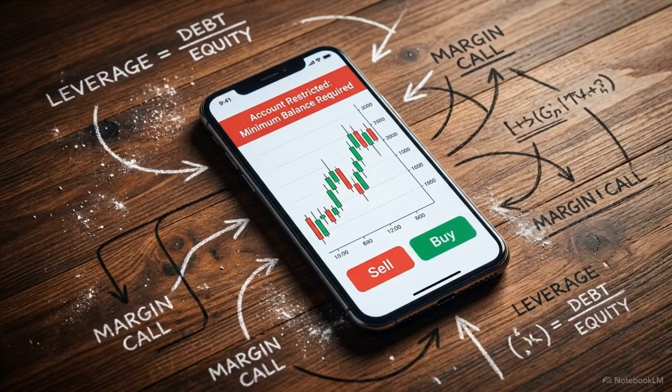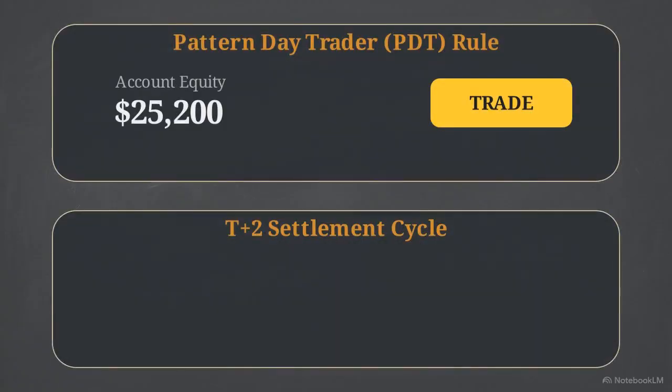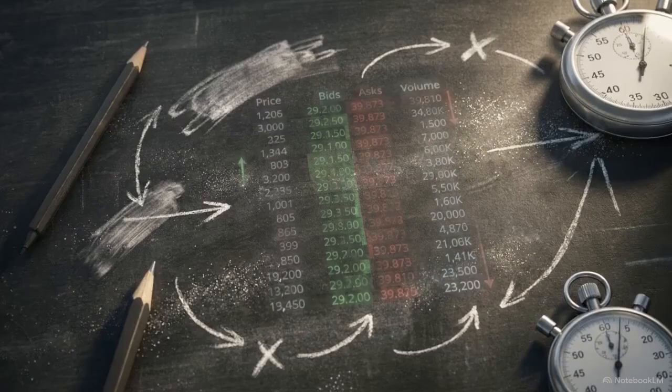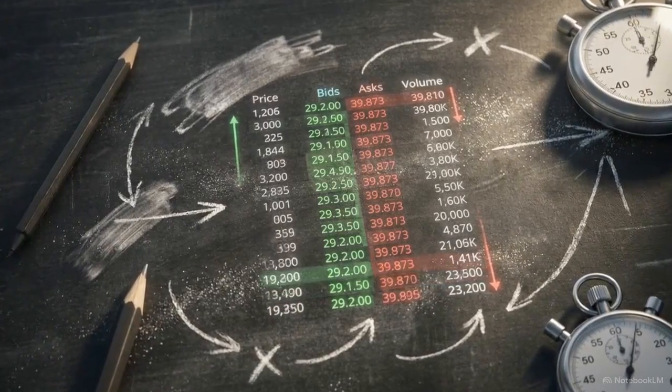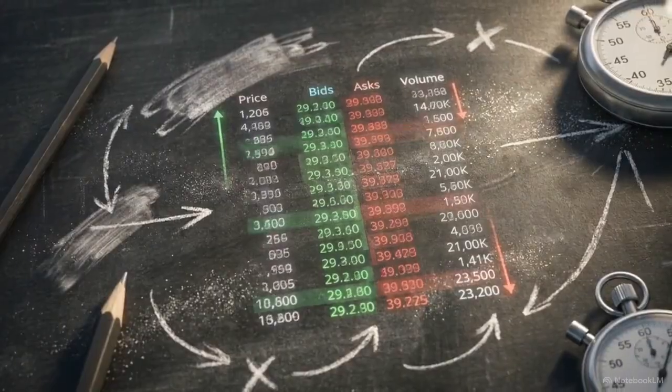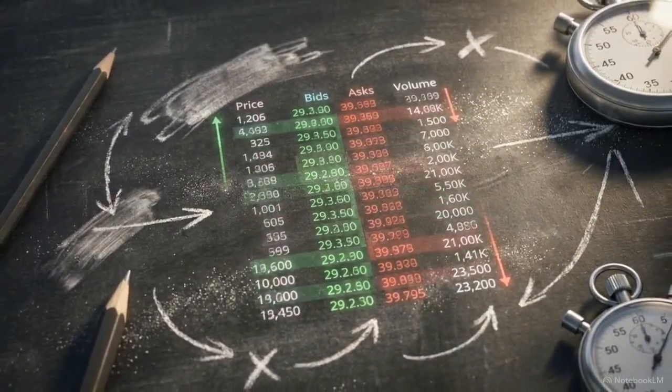In the traditional stock market, retail traders operate under strict limitations. You are bound by the pattern day trader rule, requiring a minimum account balance just to trade actively, and you wait 2 full days for your cash to settle after closing a position. The futures market operates under a completely different set of physics. Here, high leverage and instant execution are the baseline rules of engagement.